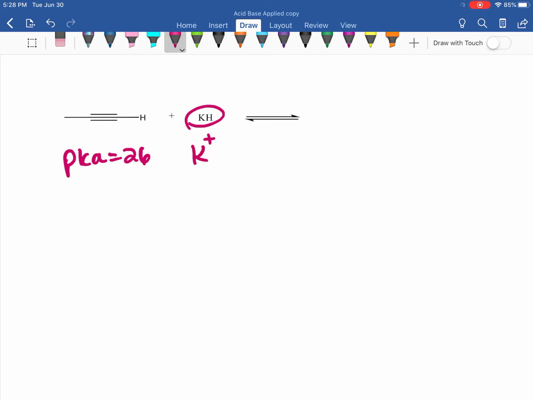But now look at this. Remember, potassium only does an ionic bond, so that means our hydrogen is actually a negative. Oh, shut the front door. This is a base. This is an acid. Now let's draw that mechanism.